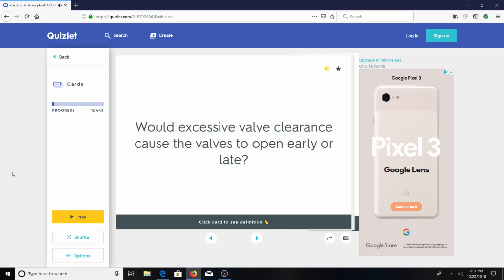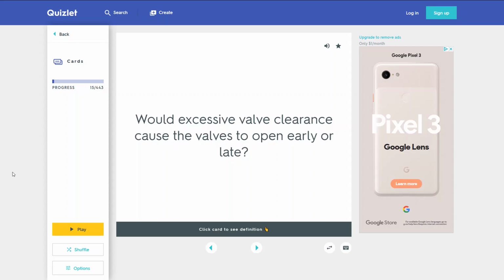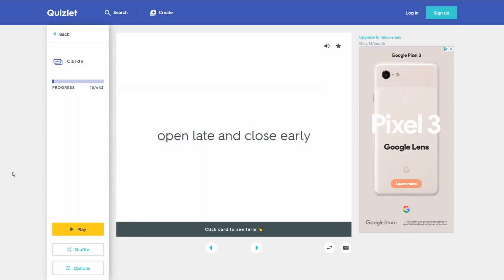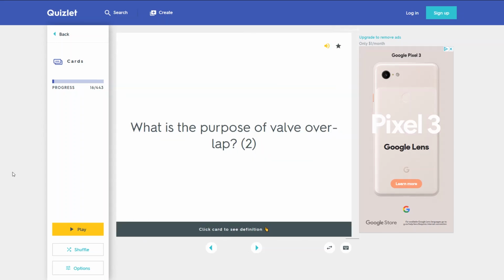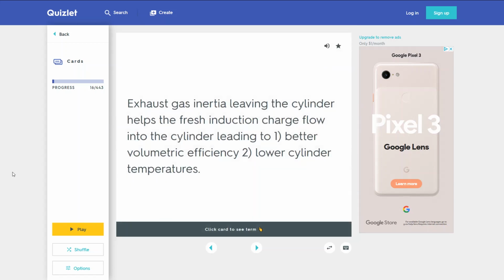Would excessive valve clearance cause the valves to open early or late? Open late and close early. What is the purpose of valve overlap? Exhaust gas inertia leaving the cylinder helps the fresh induction charge flow into the cylinder, leading to 1. Better volumetric efficiency, 2. Lower cylinder temperatures.